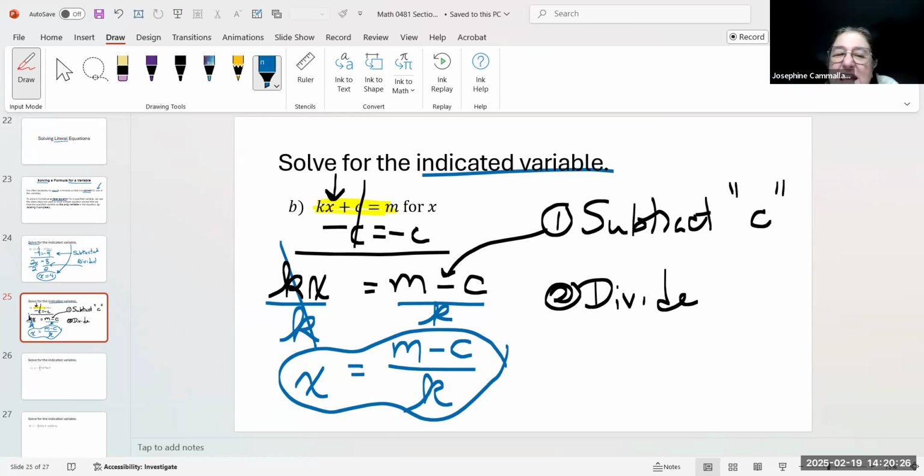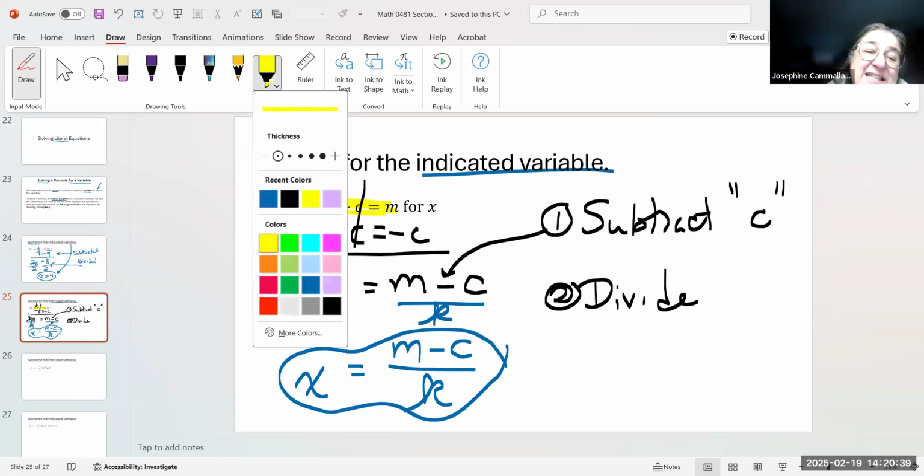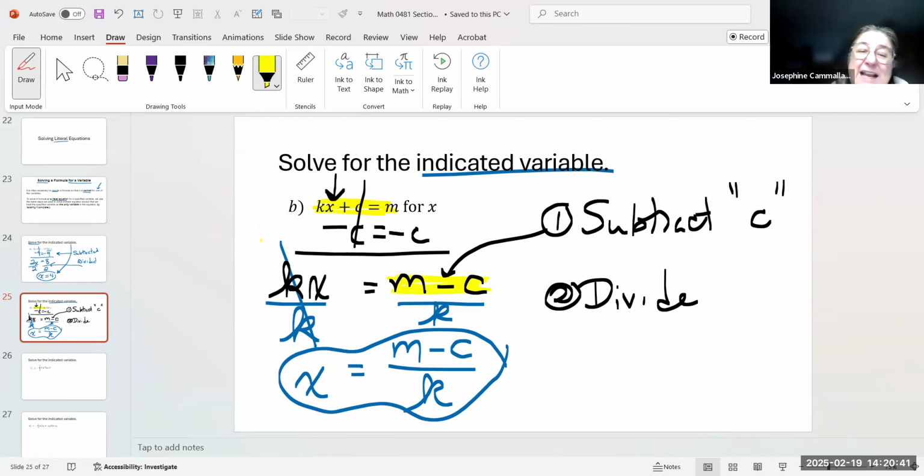It's just thinking of it as k was a 2, and m was a 17, and c was 9. The only difference is right here. I can't get a number here. I got to keep the fact that I subtracted.